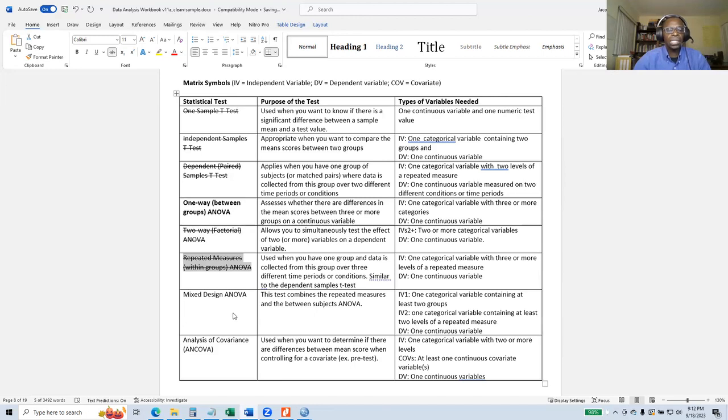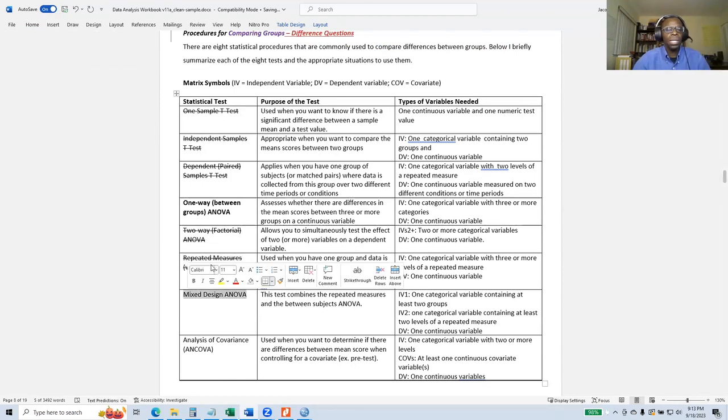Okay. Next, we've got a mixed design ANOVA. This test combines the repeated measures ANOVA and the between subjects ANOVA. We're not doing repeated measures at all, so that's out. We already crossed out the repeated measures, so we know that this is not it.